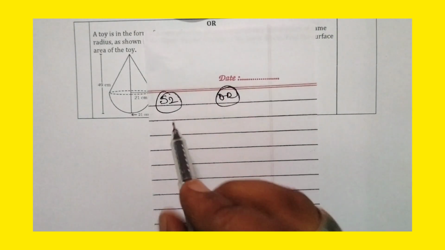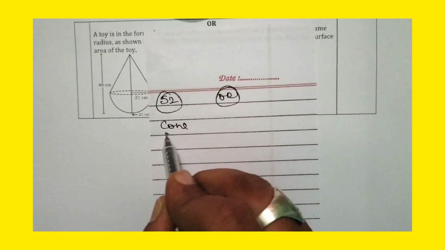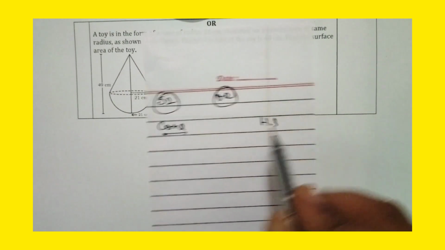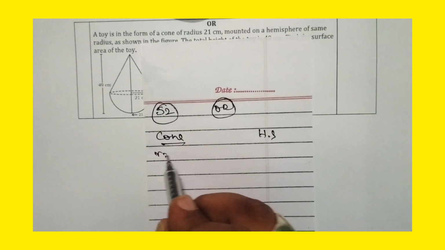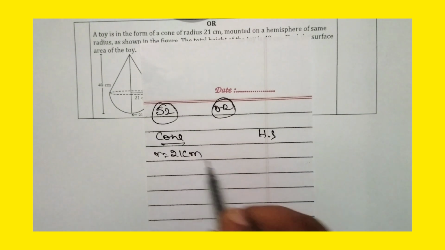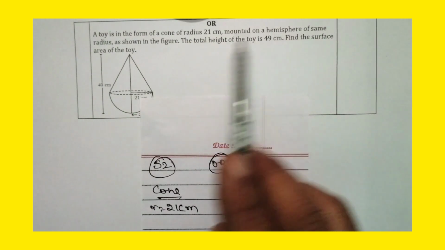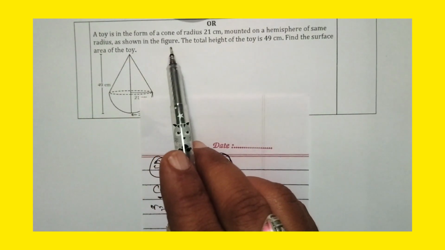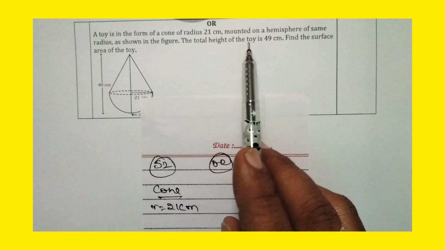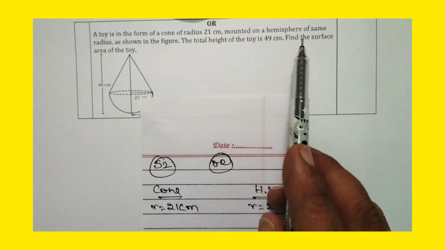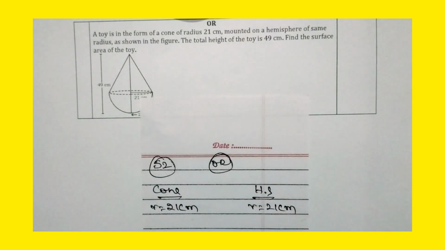A toy is in the form of a cone of radius 21 centimeter. So here there is a cone and a hemisphere. The radius of the cone is given, r is equal to 21 centimeter. Then the radius of the hemisphere is also 21 centimeter, mounted on a hemisphere of the same radius as shown in the figure. The total height of the toy is 49 centimeter. Find the surface area of the toy.